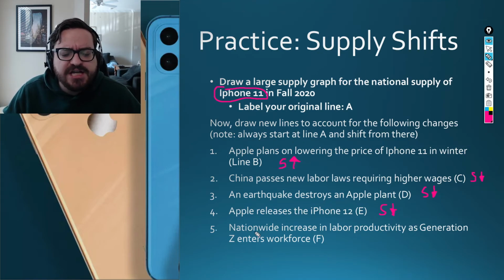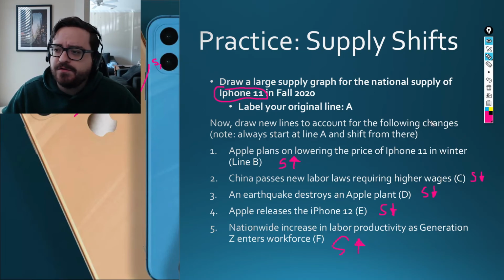Then 5, nationwide increase in labor productivity as Gen Z, that's you guys, enters the workforce. A bunch of better, smarter workers means we are more productive. Productivity goes up. Ability to produce goes up. So for these, if I'm imagining my supply curve, it would be increased supply for 1 and for 5, decreased supply for 2, 3, and 4.